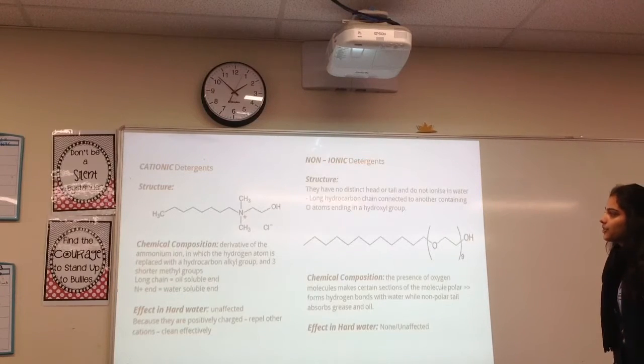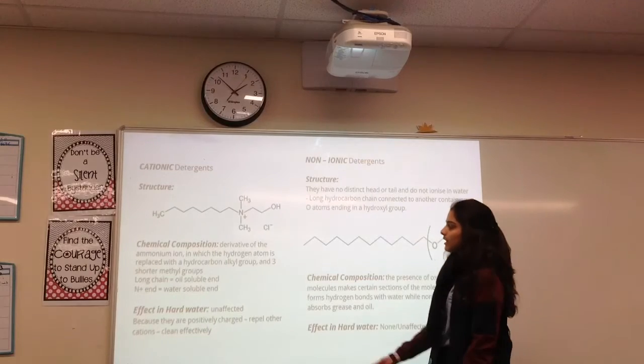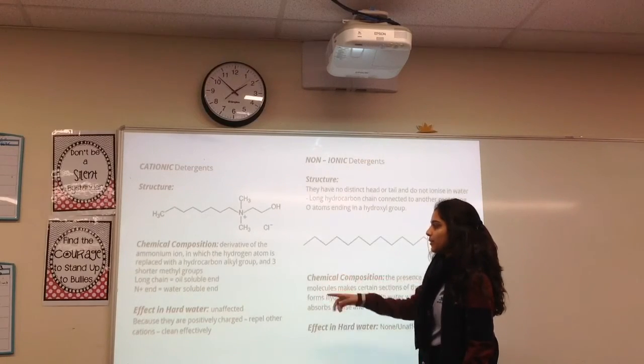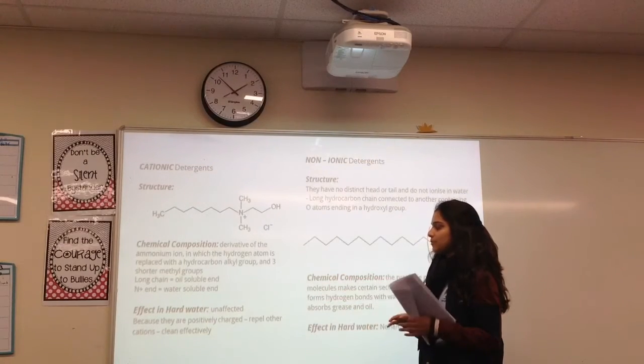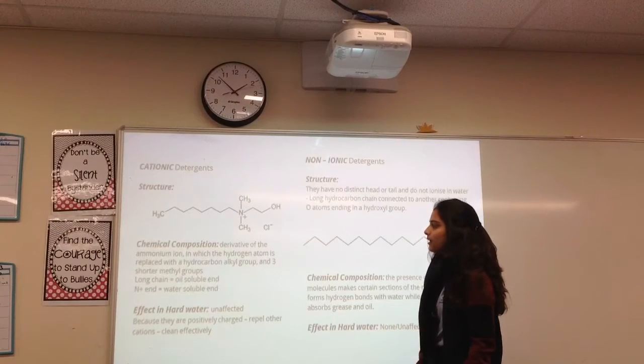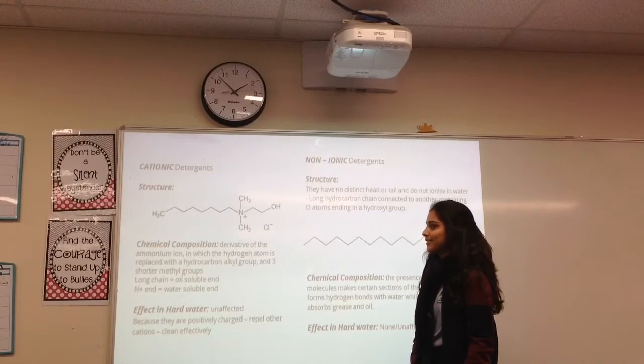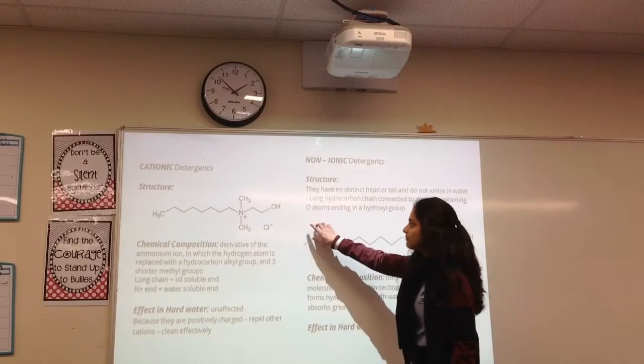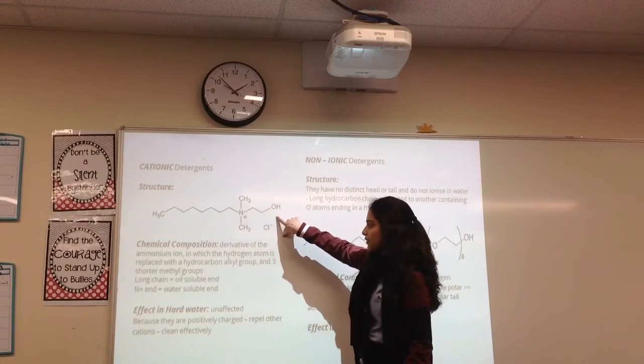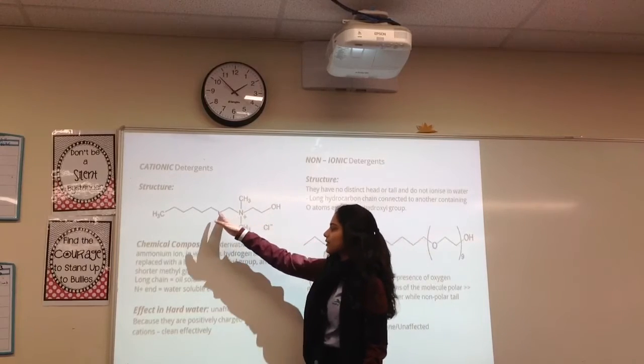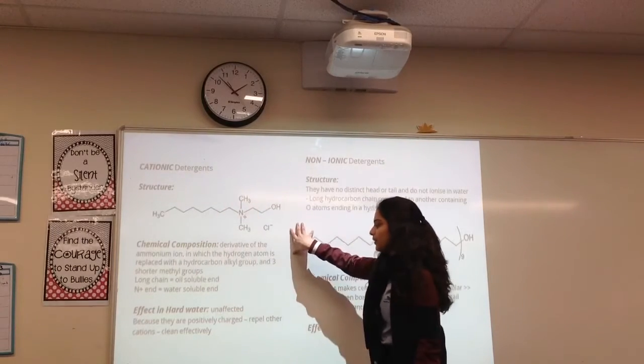In cationic detergents, the chemical composition is a derivative of the ammonium ion, in which the hydrogen atoms are replaced with a hydrocarbon alkyl group and three short-chain methyl groups. Long chain equals oil soluble: this part is soluble in grease, whereas this part is soluble in water.